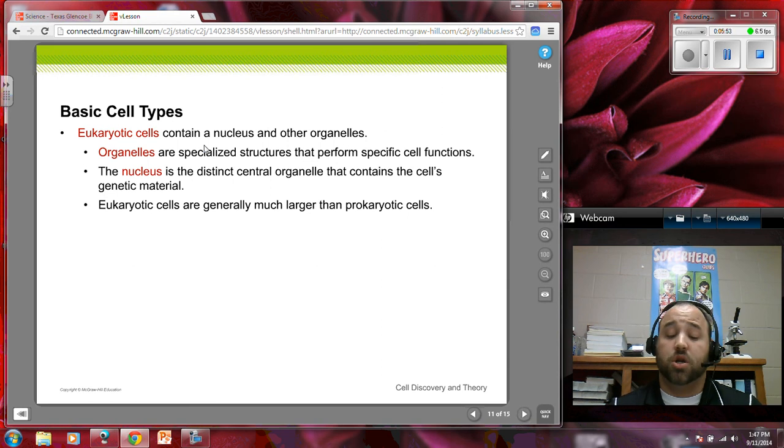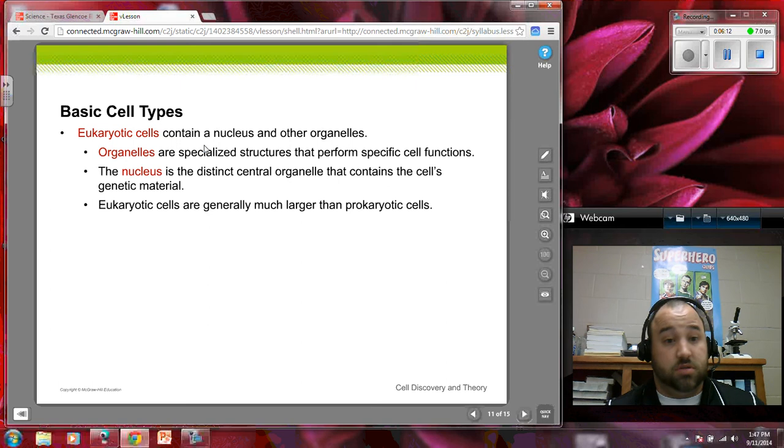We're going to walk through these. You're going to know what they do. Mitochondria, lysosomes, your vacuoles, bunches of different things. You've got to study those organelles, and you've got to memorize them for your tests that you will have later, okay? But that nucleus is the distinctive central organelle that contains the cell's genetic material.